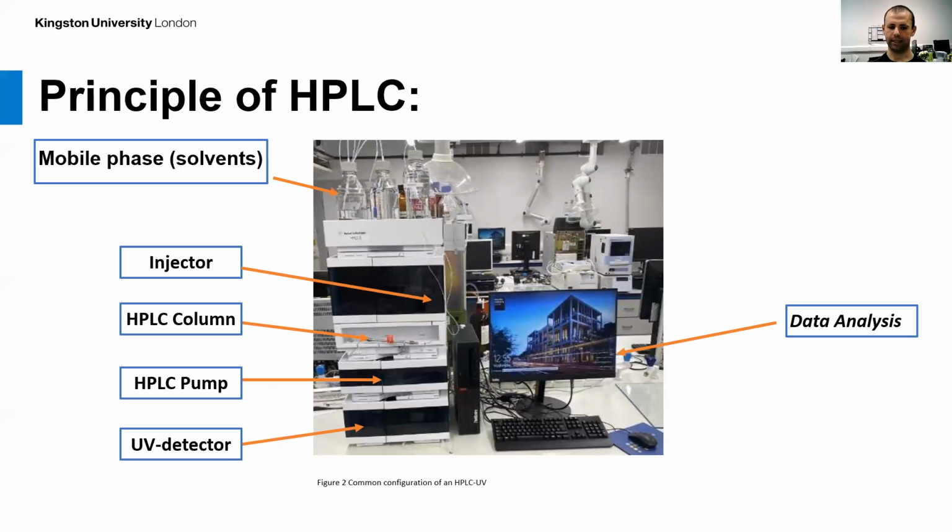Principle of HPLC. Figure 2 represents a common configuration of HPLC-UV. This picture has been taken from the analytical lab at Kingston University. The first orange arrow represents the mobile phase, the solvents. The second arrow is the injector. The third part of HPLC is the HPLC column. The fourth part of the HPLC instrument is the HPLC pump, the fifth part is the UV detector, and the sixth part is the data analysis.